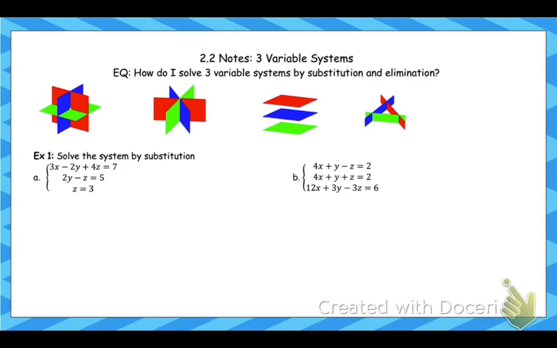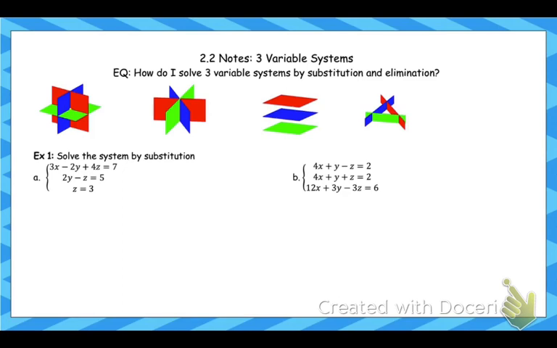So what we're going to look at now is a system that's a little bit harder to use substitution for, because now we have all 3 variables in all 3 equations. Actually, when you have a system that's set up like this, I prefer to use elimination. I think it's a little bit easier, and you're a little bit less likely to make mistakes, but I still want you guys to see the process of substitution and what it looks like.